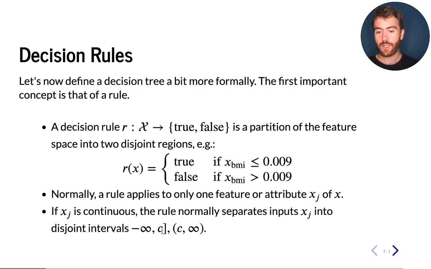In principle, we could also have a more complex region, but we don't do this with decision rules used in decision trees because it makes the algorithms more complex, and also there is no reason to do this. If we wanted a more complex partition with multiple thresholds, then again, we could simply have two rules applied in a sequence.